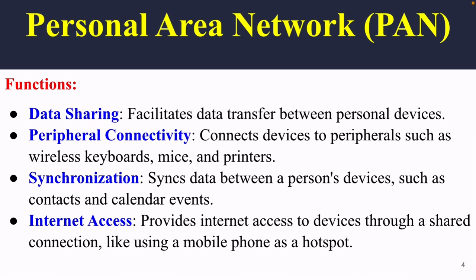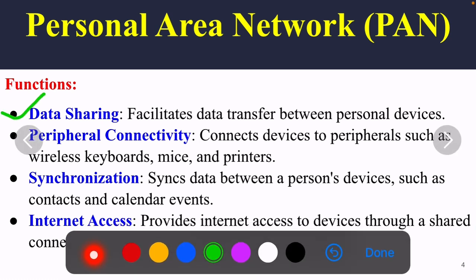Then next is personal area network functions. So what are the functions of the personal area network? First is data sharing. It facilitates data transfer between personal devices. Okay, so with the help of personal area network we can share data between devices. Then next is peripheral connectivity.